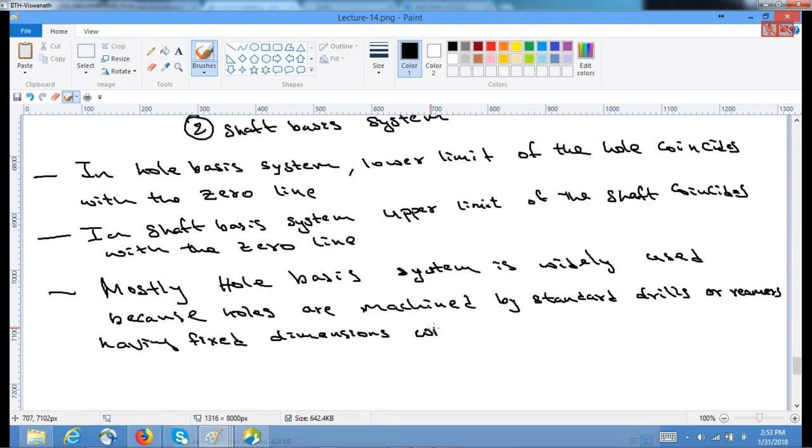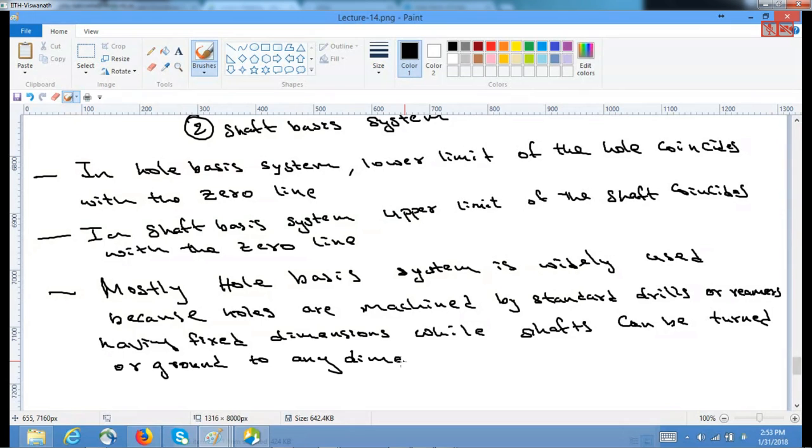While shafts can be turned or ground to any dimensions. So because of this reason, mostly hole basis system is used.